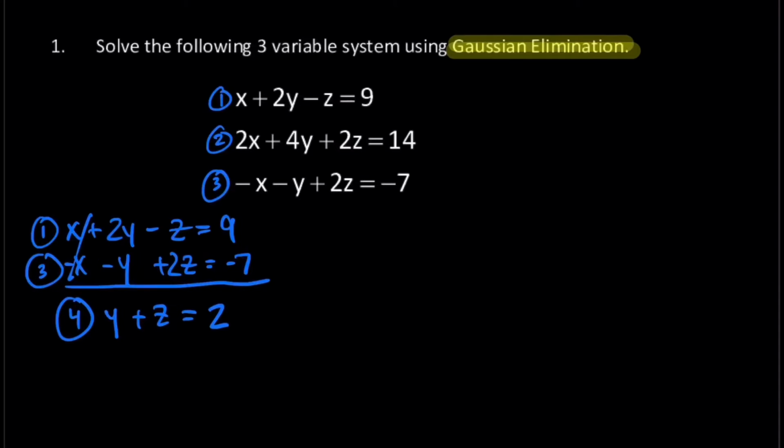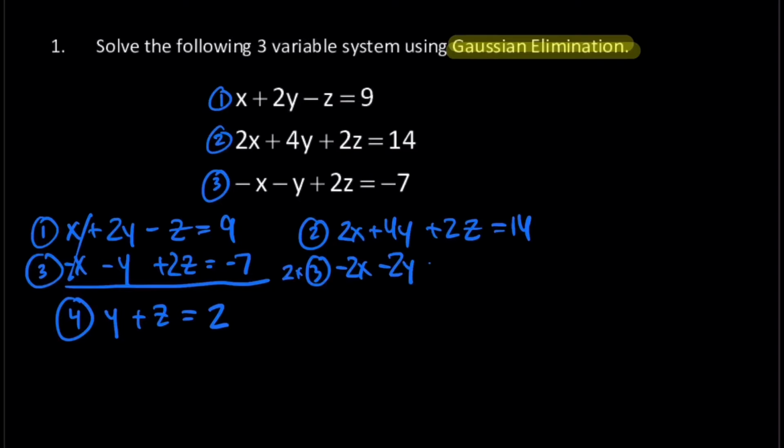Okay, so again, you've got options here. I need to take two other equations, either 1 and 2 or 2 and 3. And it doesn't really matter. I'm probably going to take 2 and 3 because these numbers look pretty small. I just have to multiply this equation by 2. So I'll rewrite equation 2: 2x plus 4y plus 2z equals 14. And I'll take 2 times equation 3: negative 2x minus 2y plus 4z equals negative 14.